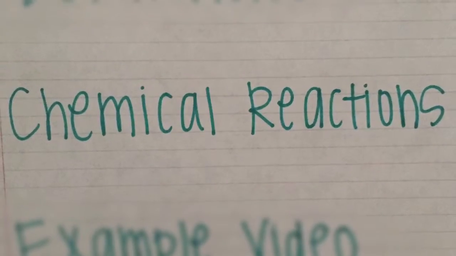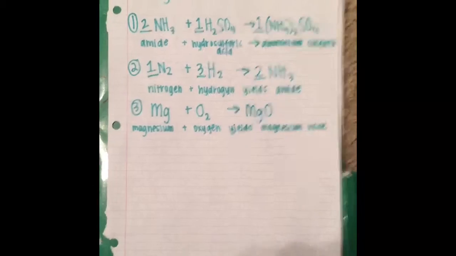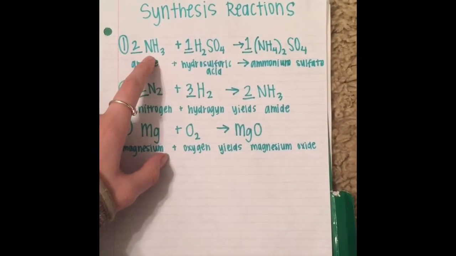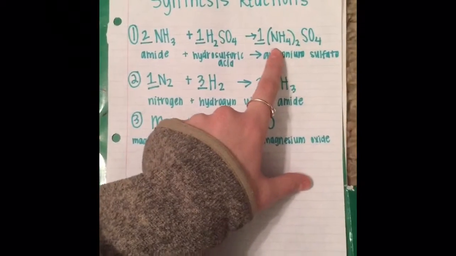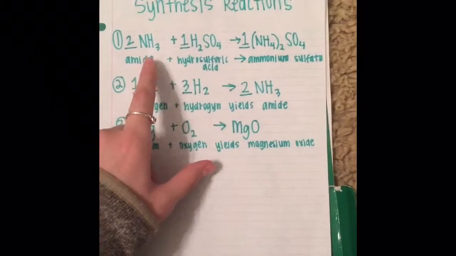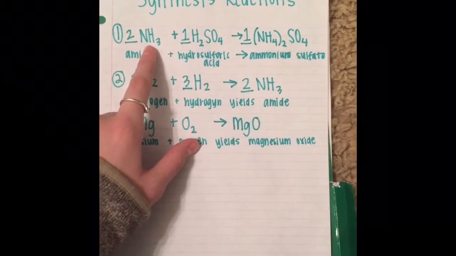Here are the chemical reactions. So now we have our synthesis reactions. So looking at number 1, we start off with amide, which is 1 nitrogen and 3 hydrogen. And so looking over here, we have 2 nitrogen because the 2 carries on over there. And so to fix that on the reactant side, we need to put a 2 in front of this.